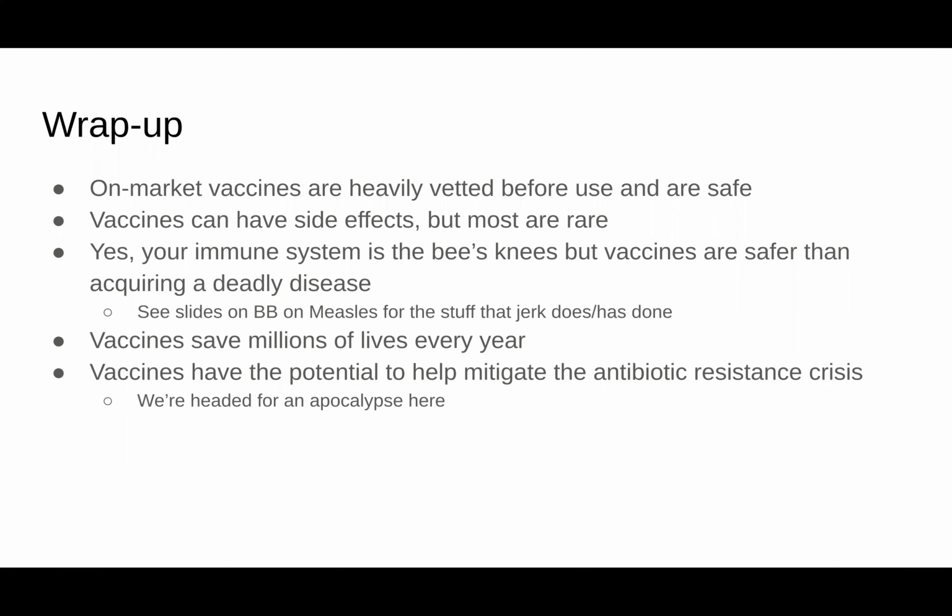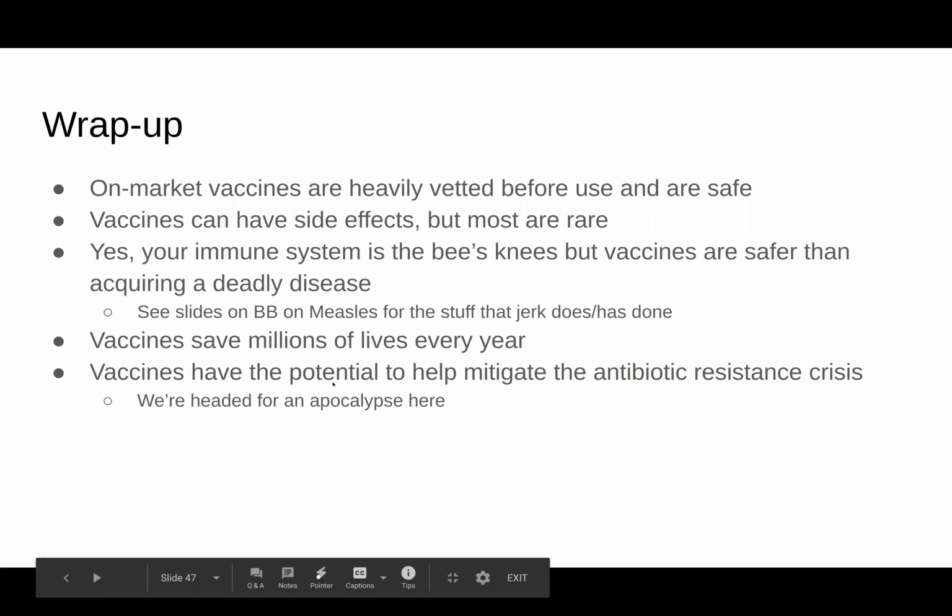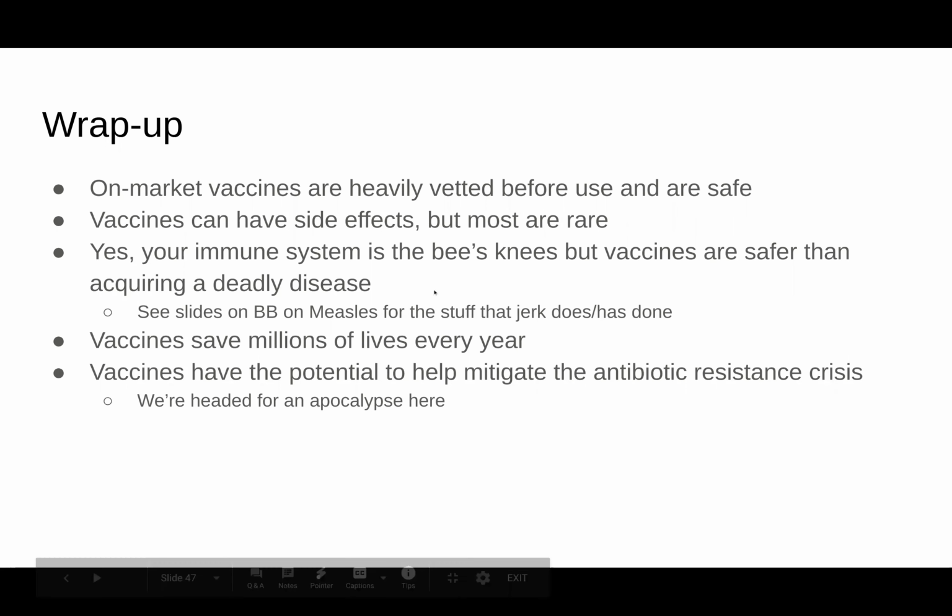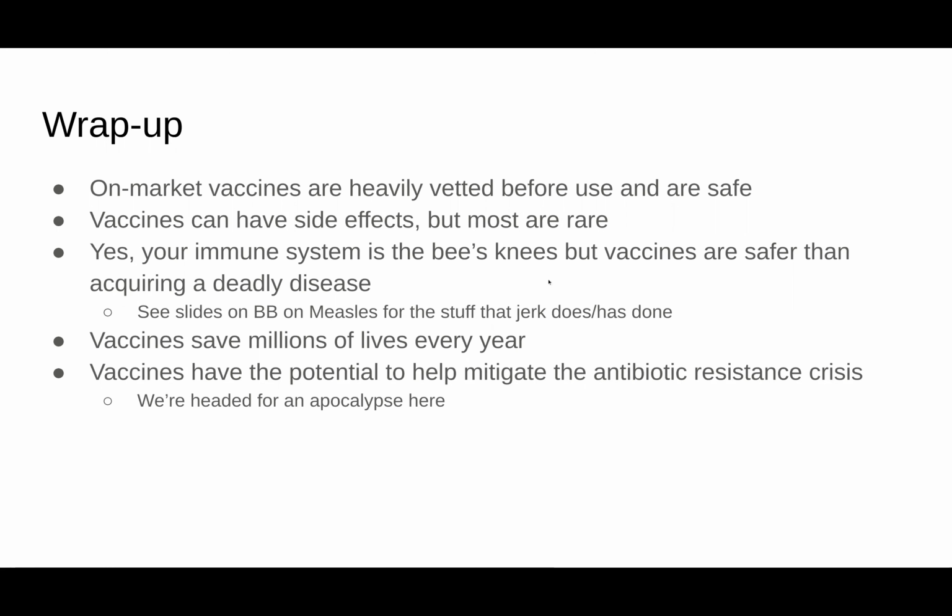As I've mentioned, your immune system is awesome. It's the bee's knees, but vaccines are much safer than acquiring a deadly disease. If you want to see how deadly measles is, I put some slides on Blackboard about measles. You'll learn about measles from these slides. It's a really nasty disease. It is much safer to get immunized via a vaccine against measles than to get measles. And that's the same thing for the vast majority of diseases. You don't want to get infected with the tetanus bacteria. You want to get the vaccination against tetanus. Because if you get the tetanus bacteria, you're likely to die. But if you get the tetanus vaccine, you're not going to die.